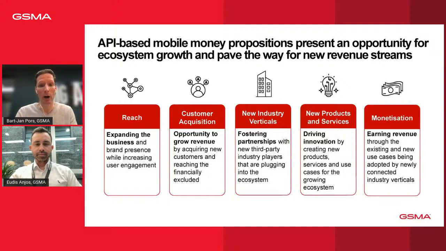It also enables to untap access to new industry verticals, so fostering partnerships with new third-party industry players that are one by one plugging into the ecosystem. Having that open API proposition towards ecosystem players also enables to develop new products and new services. So driving innovation by creating new products, services, and use cases for the growing ecosystem. And last but certainly not least, enabling API-based interconnectivity between ecosystem players enables new monetization streams, earning revenue through the existing and new use cases being adopted by newly connected industry verticals.